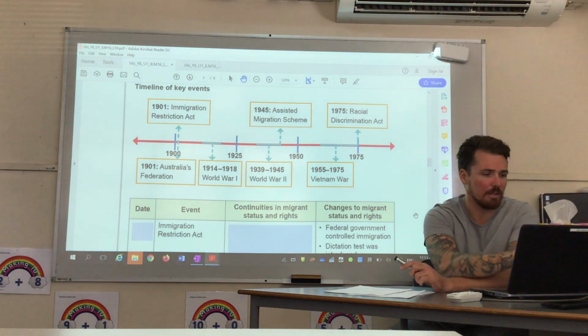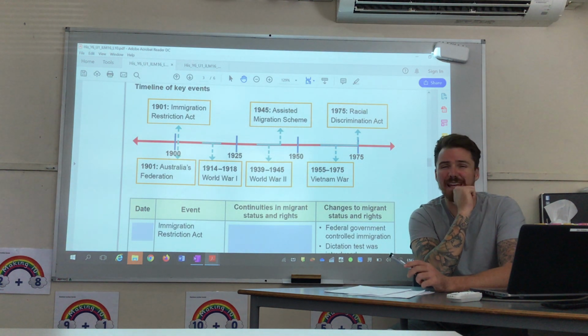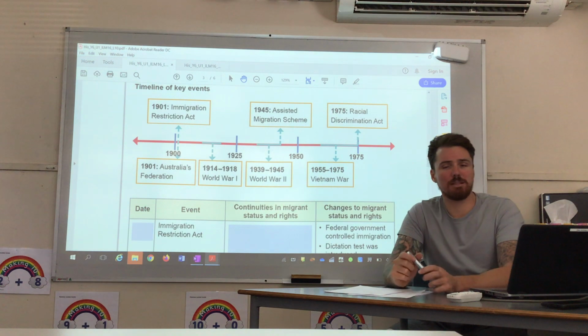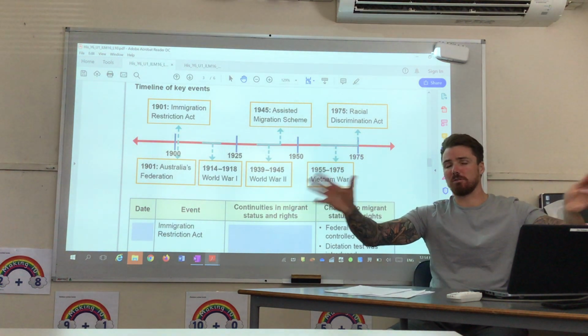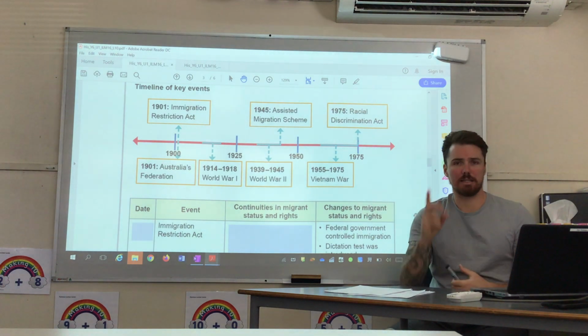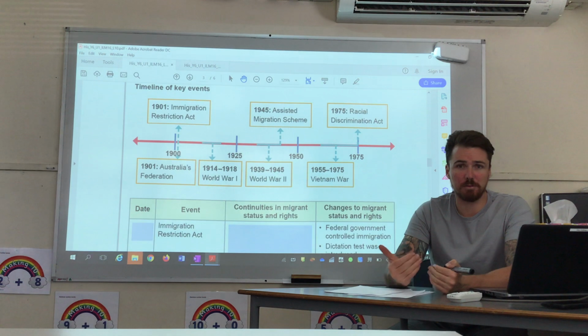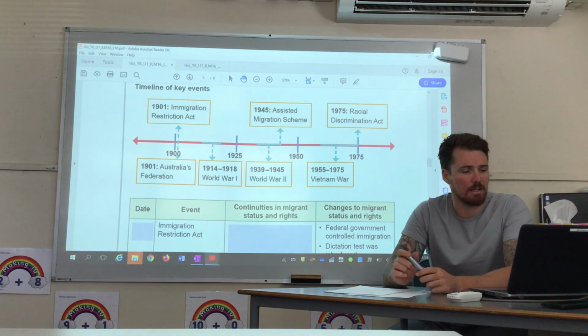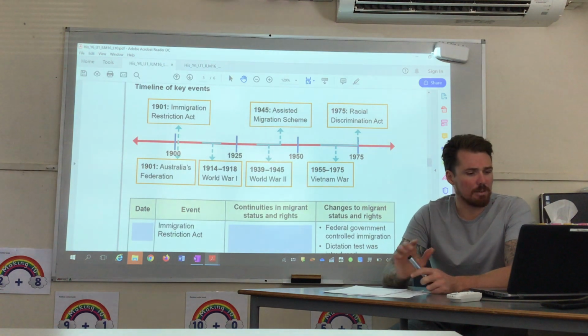So we have here 1901, the Immigration Restriction Act. Also in 1901 was the same year that we federated. We actually became one country from several different colonies. You recall last year we became Australia. And that Immigration Restriction Act, which means stop immigration or limit it, came in during federation, so they started at the same time. Then we move our way through.